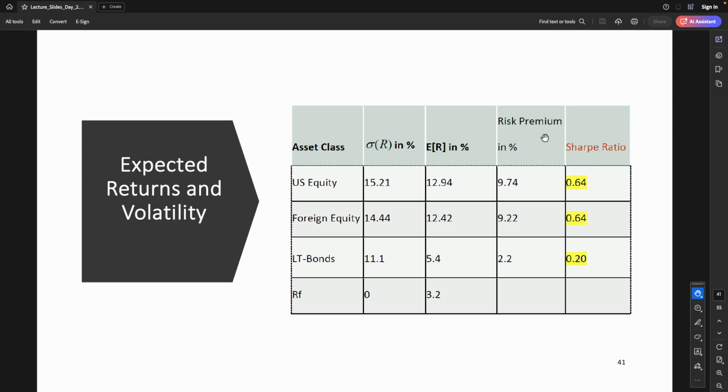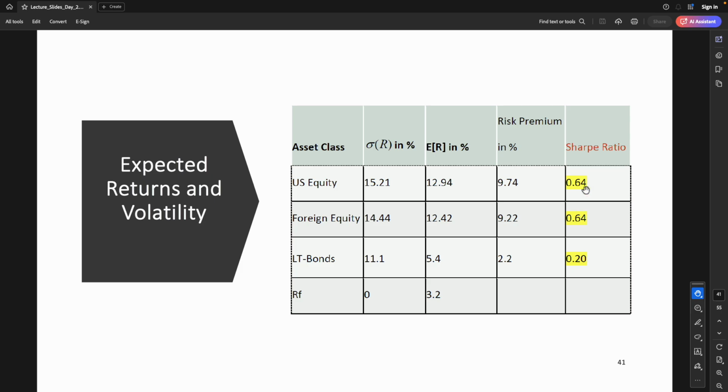Now, the first thing I do compute is the risk premium. So I simply subtract the risk-free rate from everything. The next thing I do is I compute the Sharpe ratios. The yellow highlight is highlighted by me. It means it's my flag.